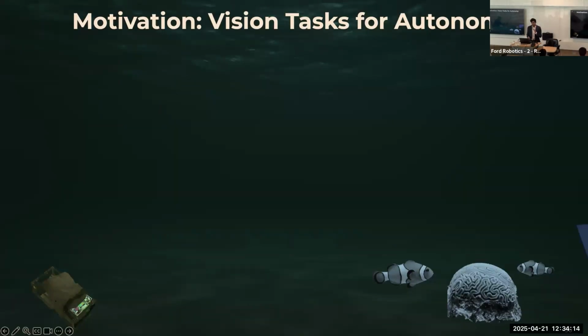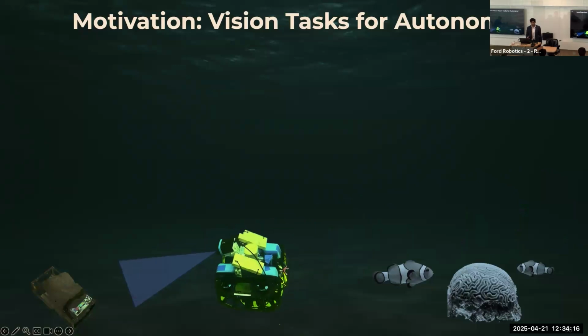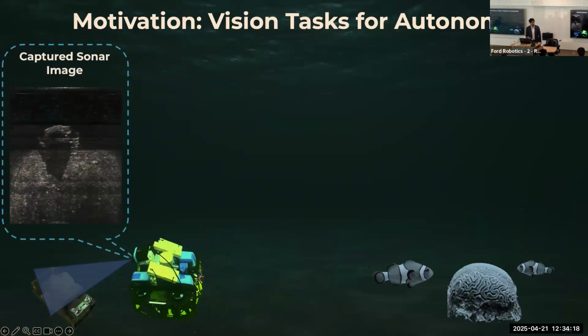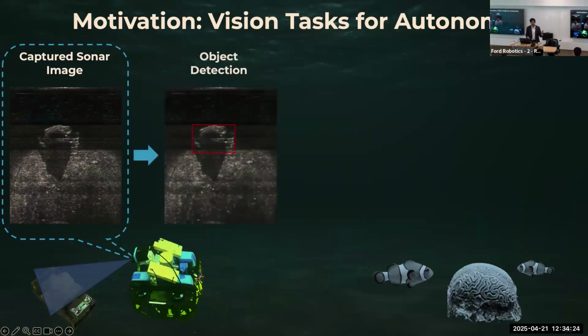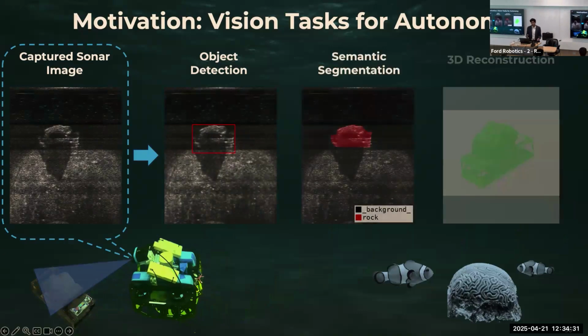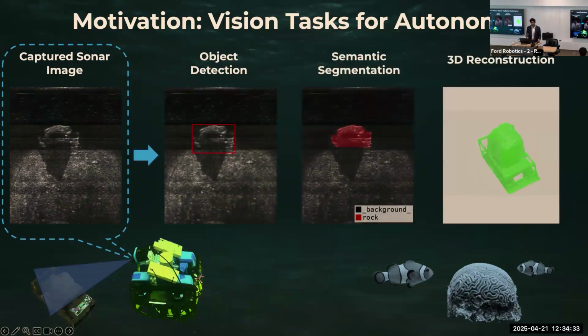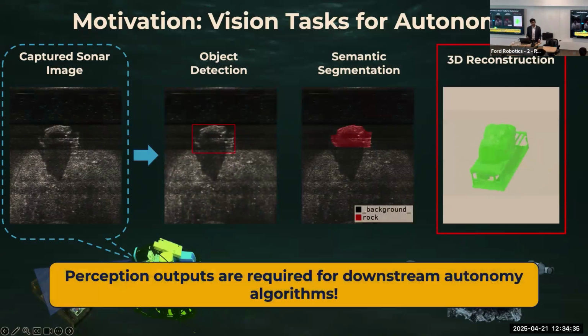So suppose we deploy a robot and it comes across an object. It captures an imaging sonar image of the object, and now it wonders what to do with it. So there's a few different ways you can approach this. Traditionally, you can use object detection networks in order to create a bounding box for downstream tasks. You can perform semantic segmentation or 3D reconstruction. But the main point here is that perception outputs are required for downstream autonomy algorithms in order to act upon the data that the robot has received.